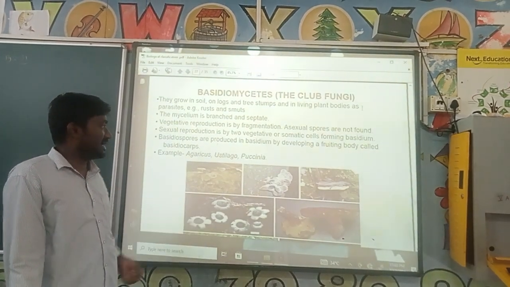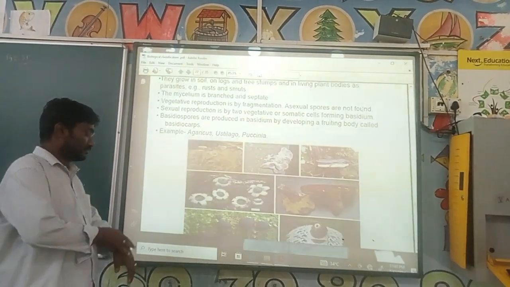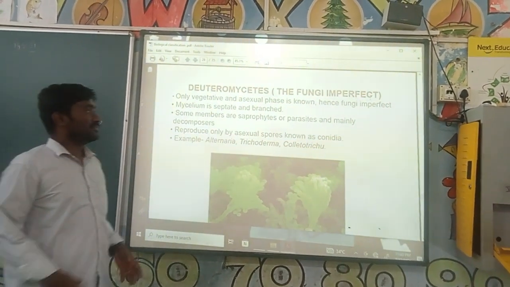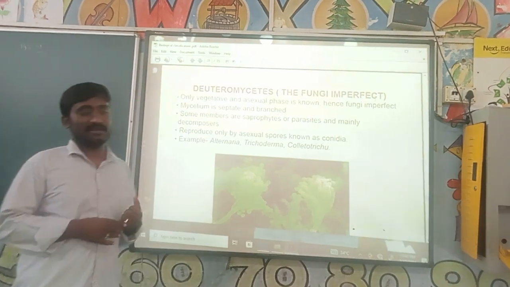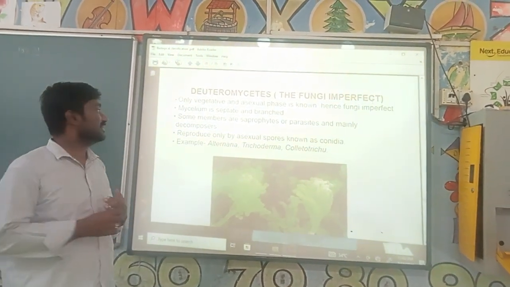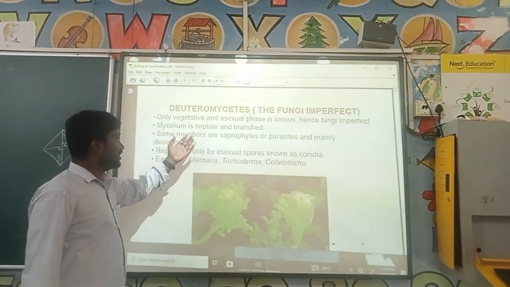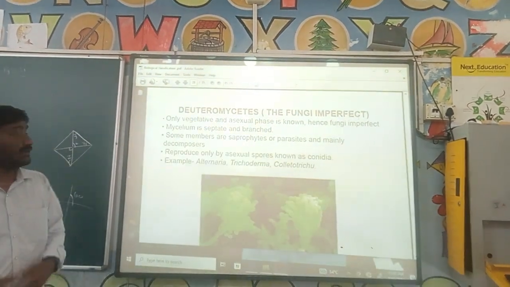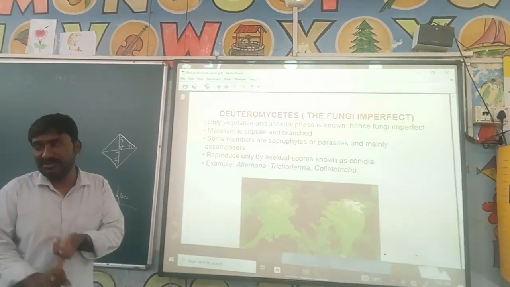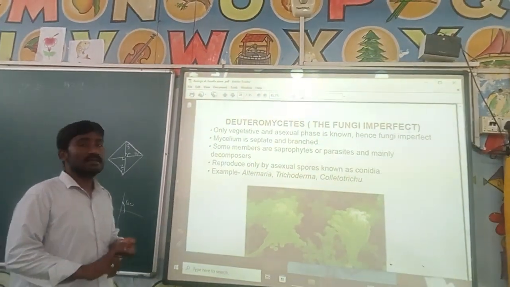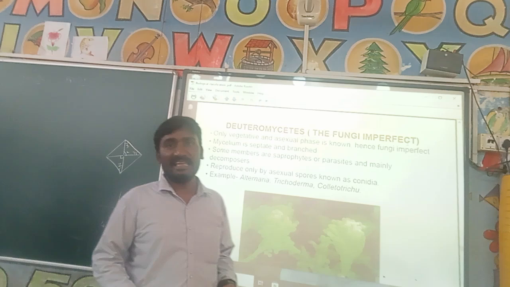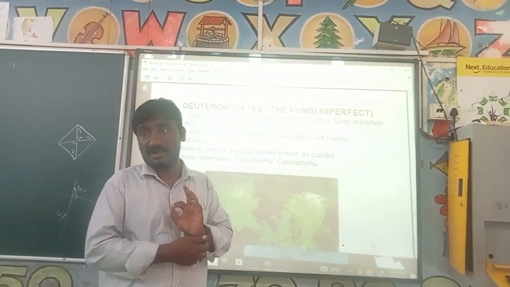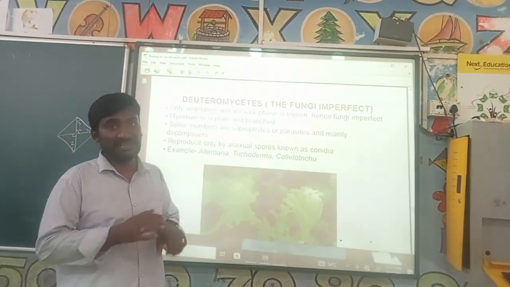Next one, observe the diagrams. Deuteromycetes are the imperfect fungi. Underline the points. Their vegetative and sexual phase is known as imperfect fungi. Only the vegetative or asexual phase is present. Sexual reproduction is absent. Note this point.